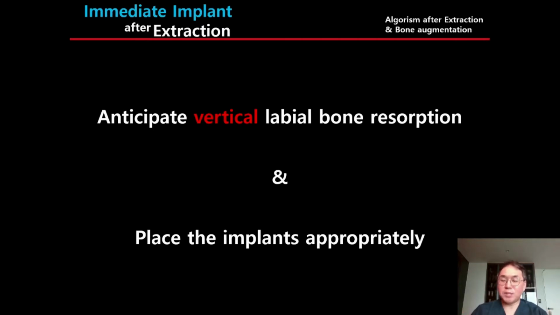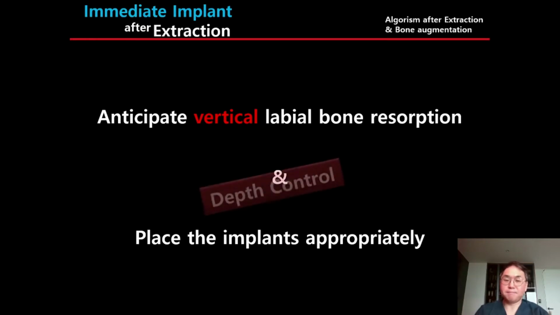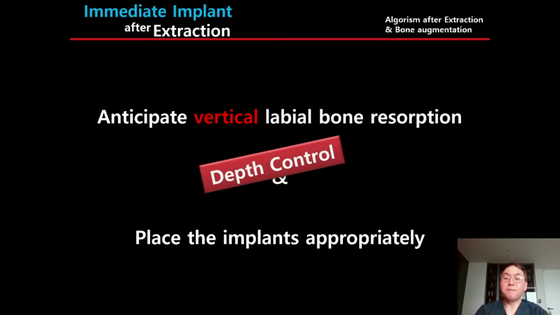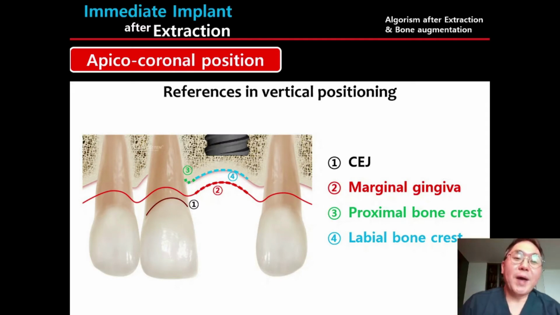So apical coronal position of anterior immediate implant placement should be completely different from normal implant placement. Depth control should be done properly. So when evaluating apical coronal position of anterior immediate implant, we can use these four reference points: CJ of adjacent tooth, marginal gingiva, proximal bone crest, and labial bone crest. But I always use these two, marginal gingiva and proximal bone crest.